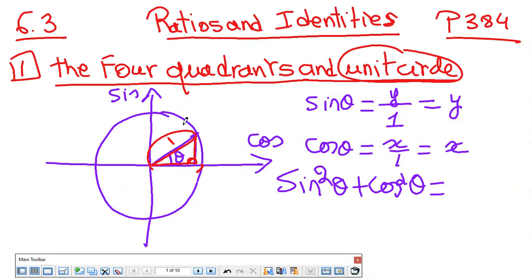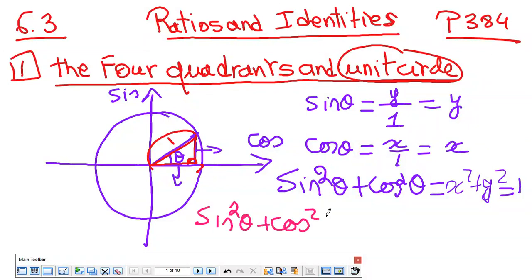Now, from this information, I can deduce a famous relation between sine squared theta and cosine squared theta. If I want to find sine squared theta plus cosine squared theta, it is x squared plus y squared. So using Pythagoras, we know that side squared plus side squared equals hypotenuse squared, so it's equal to 1. That's why we have all the time that sine squared theta plus cosine squared theta is equal to 1.